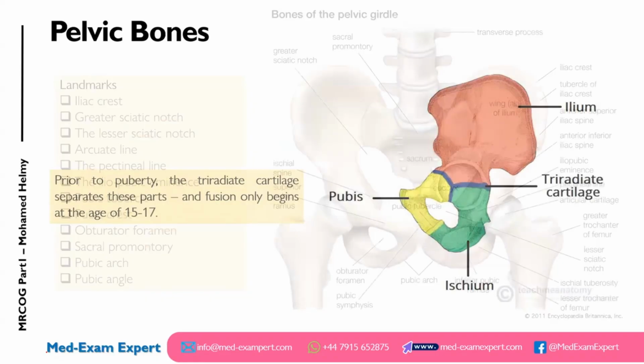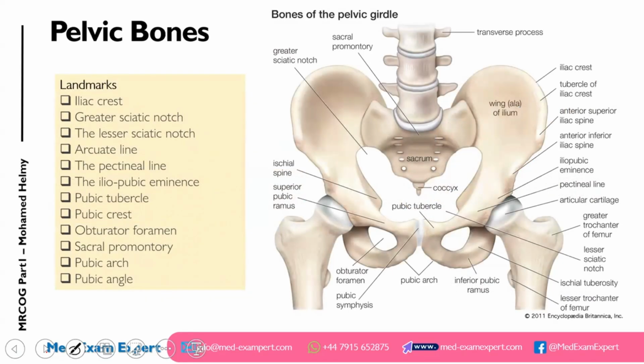Okay, so these are the bones of the pelvic girdle, and we have some landmarks also to consider. We have what we call the iliac crest. This is called the iliac crest, what I'm marking now with the red color. This is the superior border of the ilium.